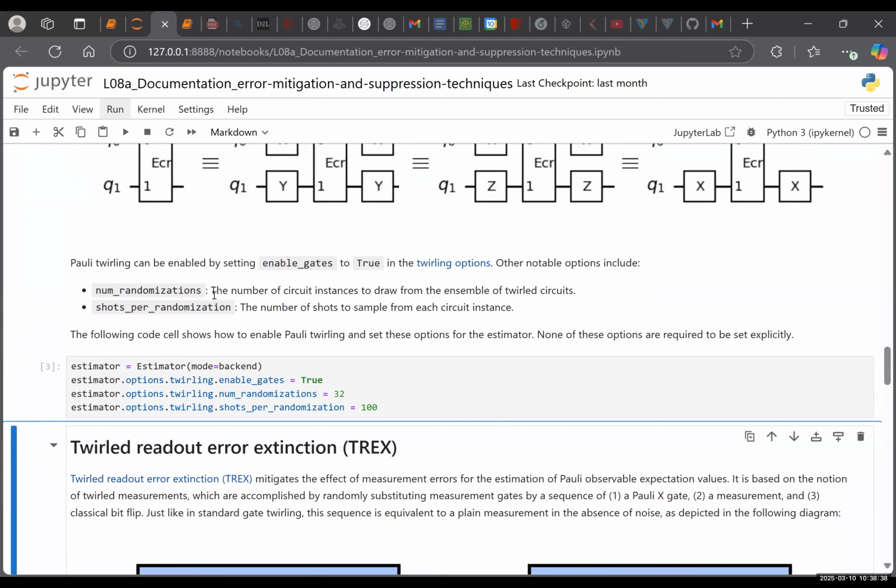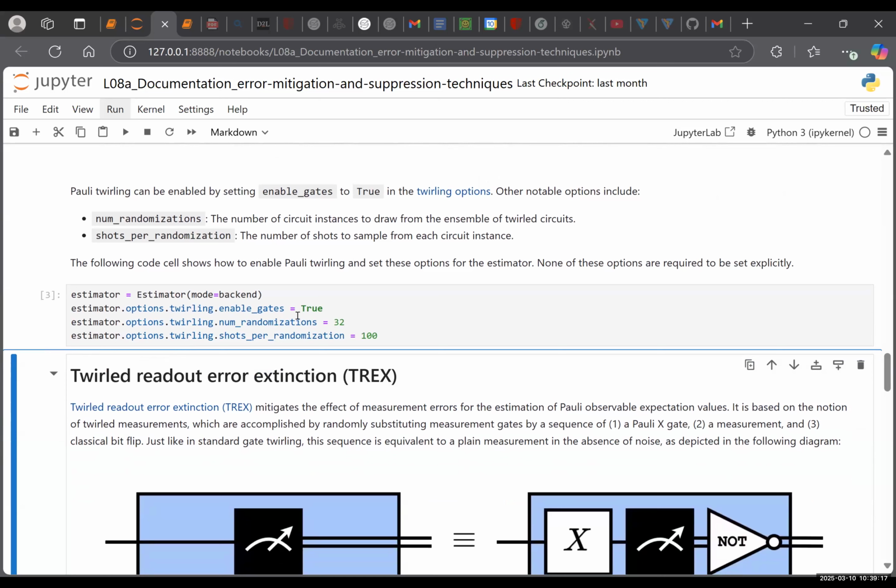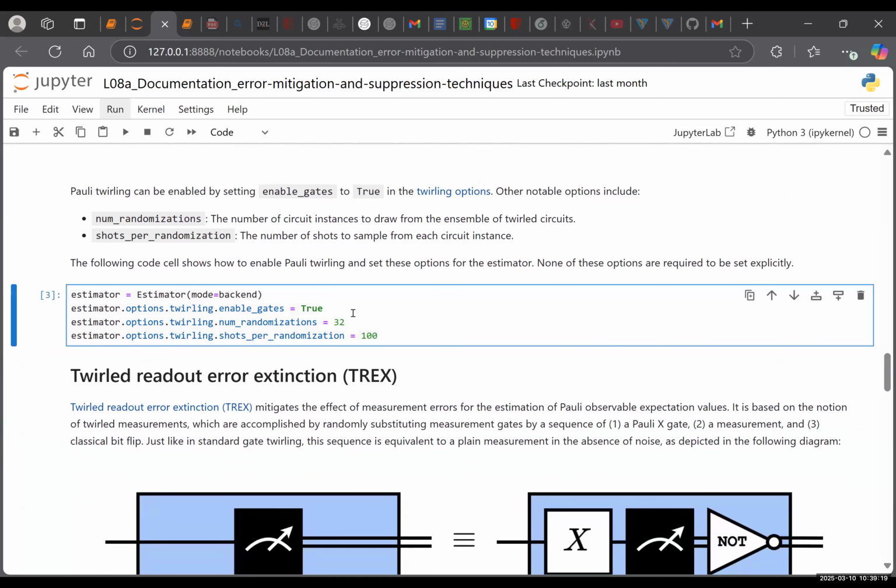There are also two other options: number of circuit instances. You can say how many instances of P I want to do. Of course, the more, the more expensive. And number of shots. Sometimes you want to average over these random samples. You don't need to repeat many times. Shots means it's an identical circuit, but repeated many times. Maybe you just repeat a small number of times and combine with more randomized examples. So you can do that by specifying the choice here.